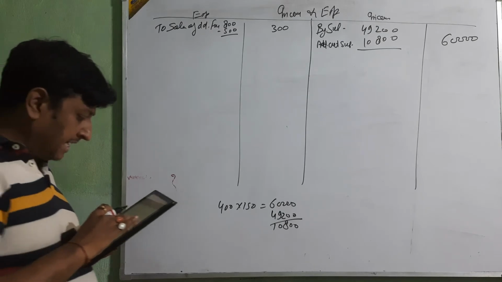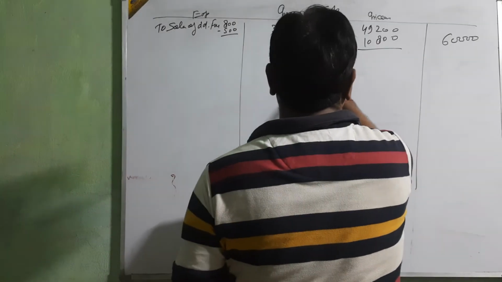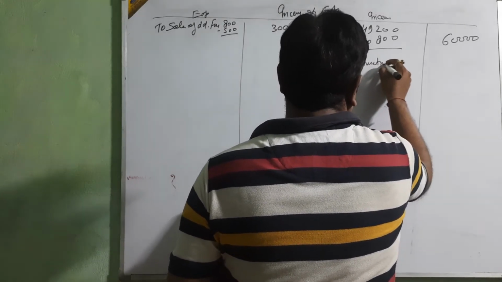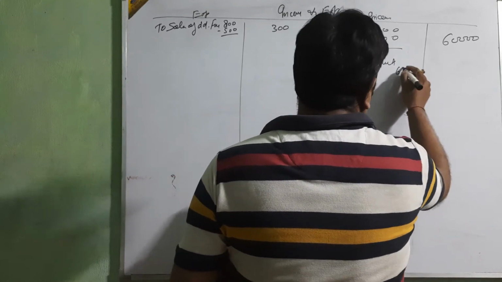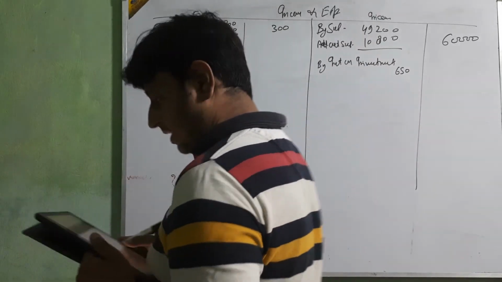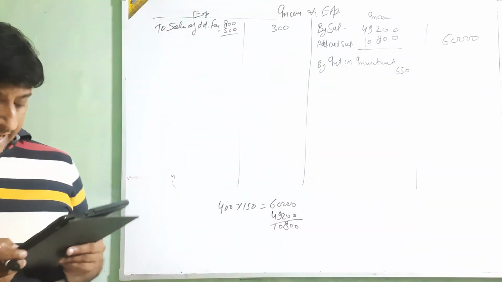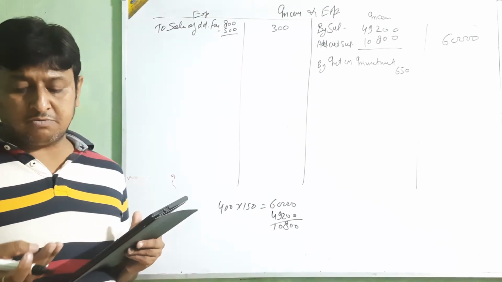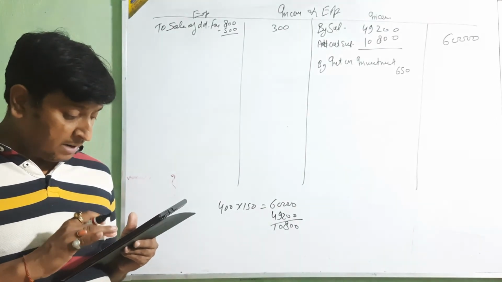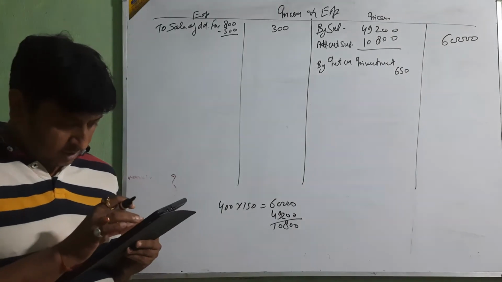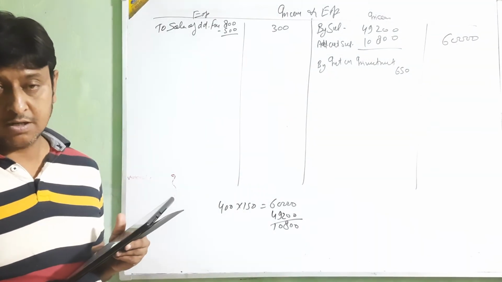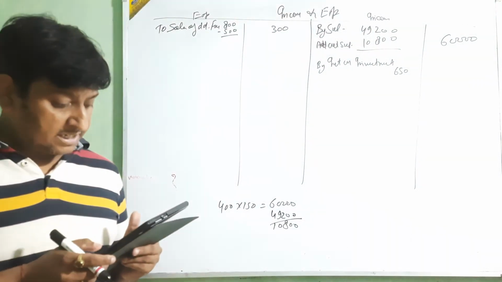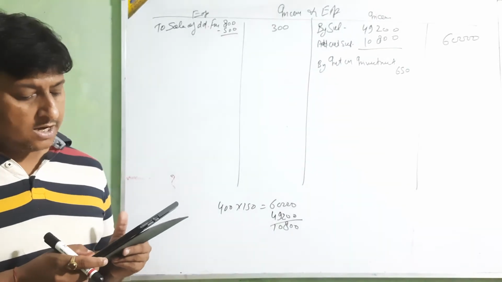Okay. Interest on investment. Interest on investment 650 is given, beta. The rate is 9%, and the investment was made on 30th November. After November, December, January, February, March, up to March. The total investment amount is 3,000. Okay beta, the investment amount is 3,000.